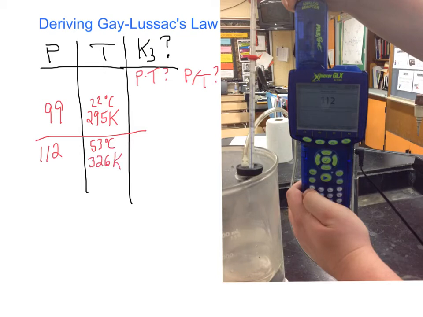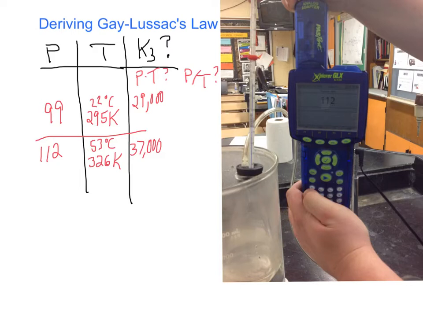So now the question is, what kind of relationship is this? Are we seeing an inverse relationship where the product of pressure and temperature is a constant? Or is it a direct relationship where the ratio of pressure to temperature is a constant? We worked it out both ways. If we take the product of pressure and temperature, we get 29,000 for the first instance, and then for the second, we get 37,000. Those aren't really the same value, not all that close.